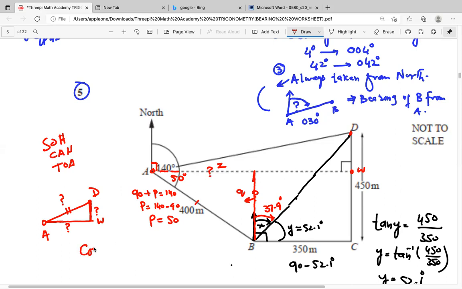So cos 50 is equal to adjacent, which is Z, over hypotenuse is 400. So 400 into cos 50. The result for Z is 400 into cos 50. The result is 257. So Z is 257.1 meters. This is meter, not miles. This is meter. Let me check it.